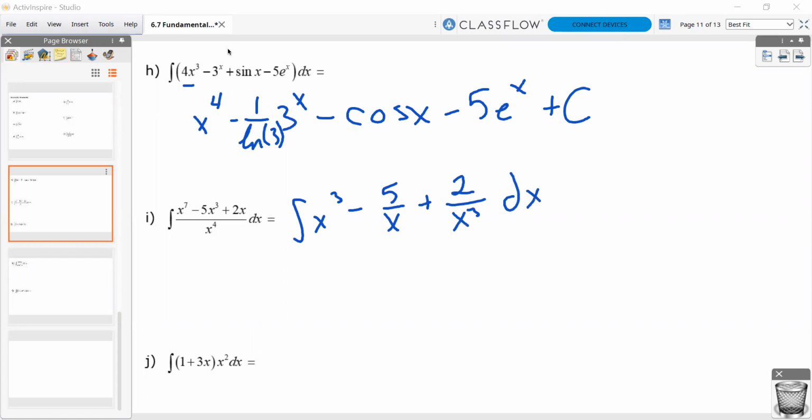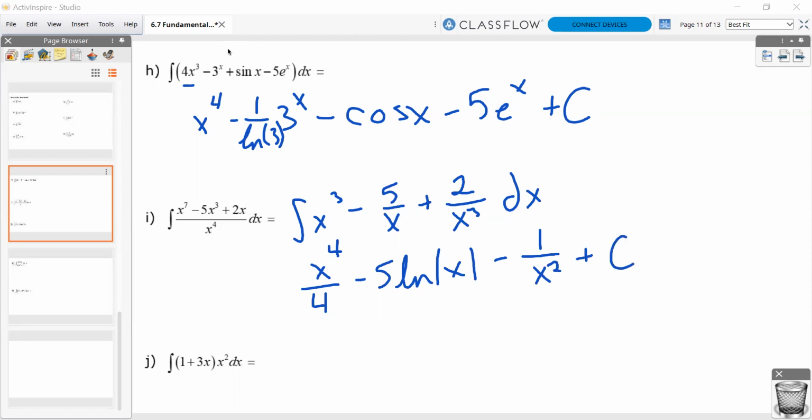We would just get a 1/4 x to the 4th, or x to the 4th over 4. This becomes a minus 5 natural log of the absolute value. Make sure you guys remember that absolute value here. This becomes a minus 1 over x squared and plus c.